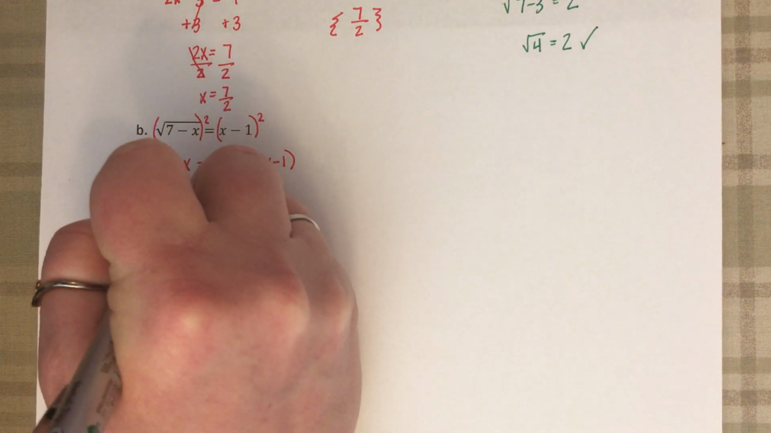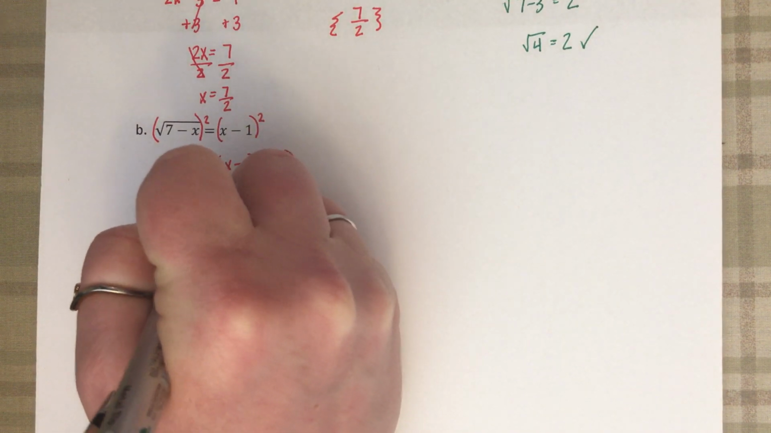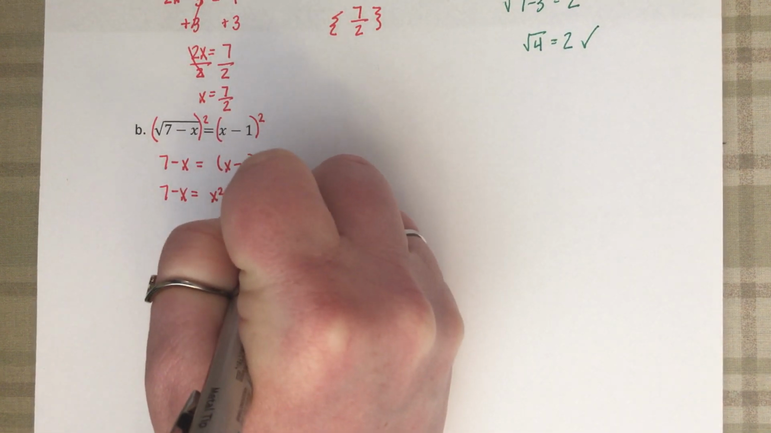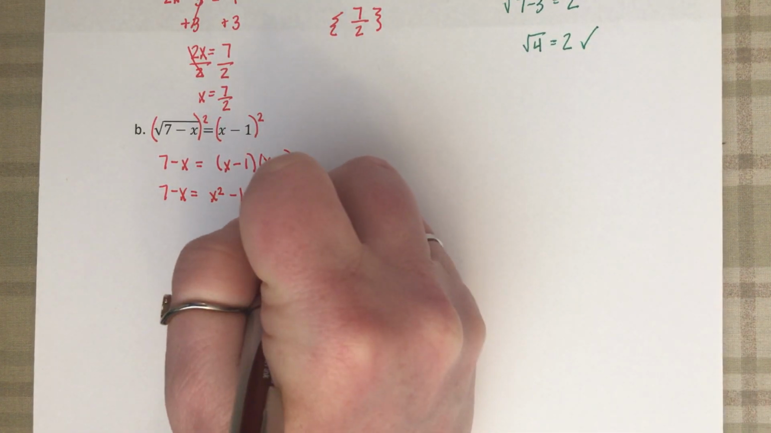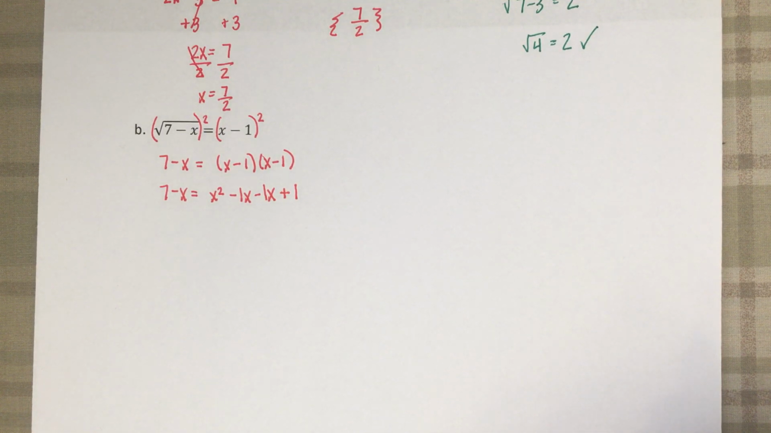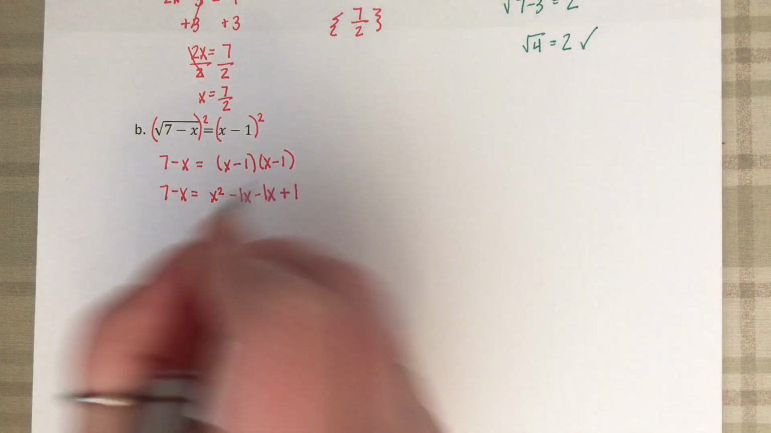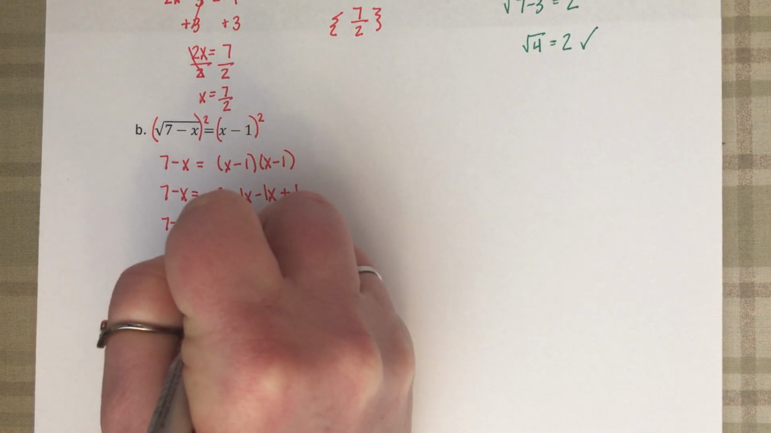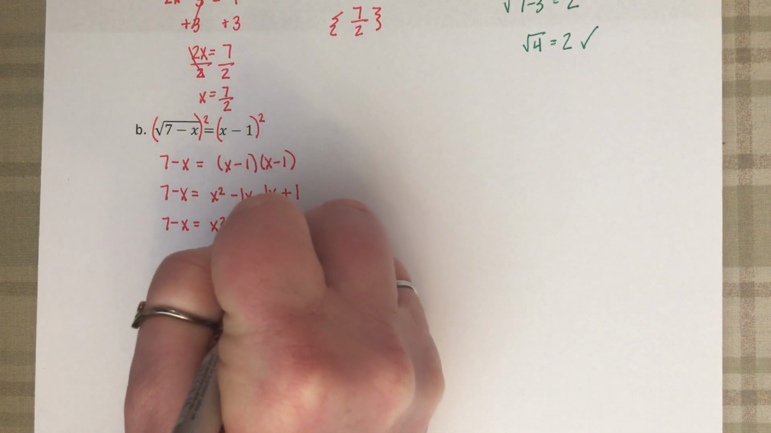All right, so on this right side, x times x is x squared, x times negative 1 is negative 1x, x times negative 1 is negative 1x, negative 1 times negative 1 is positive 1. So we multiply and distribute that out to get all 4 terms. We're going to combine those middle 2 terms. So we get x squared minus 2x plus 1.